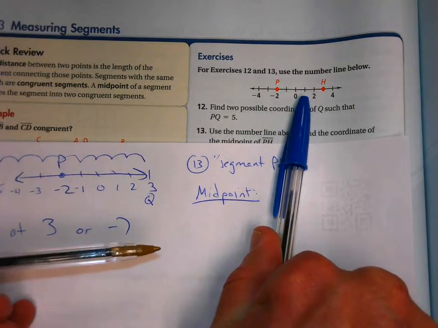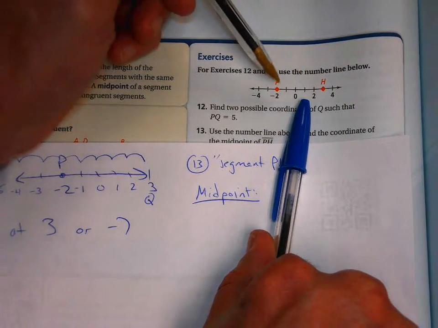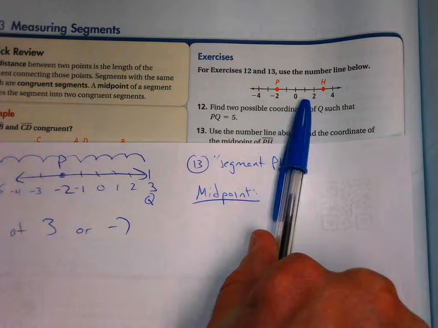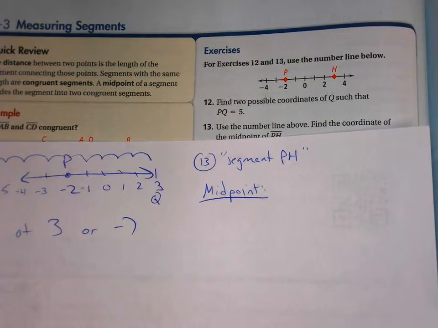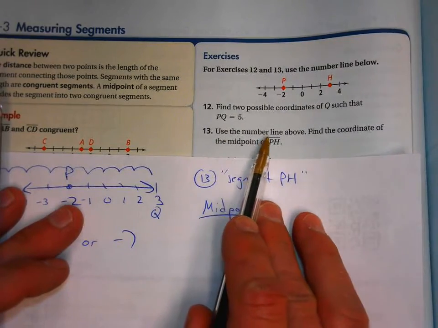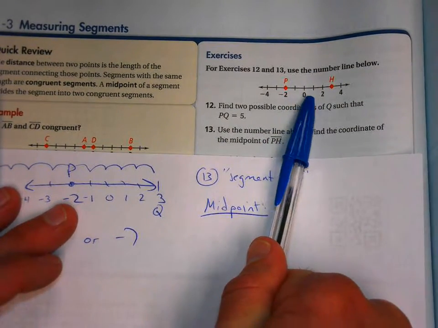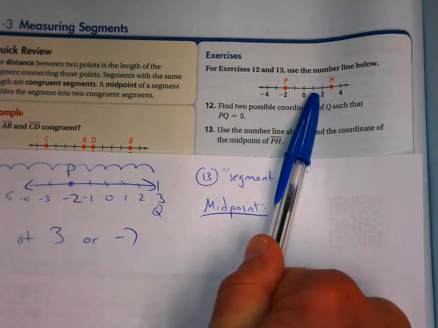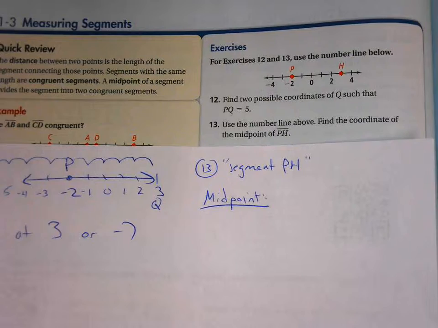So here's the coordinate of 1. Maybe we have 1, so we got 1, 2 to H and 1, 2, 3 to P. Well, that's not the midpoint either. So what's going on? If we're going to use the number line above to find the coordinate of the midpoint of PH, and it's not 0, and it's not 1, what's going on? It could be in between 0 and 1, which is exactly where it is, by the way.